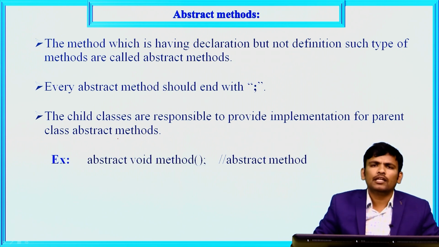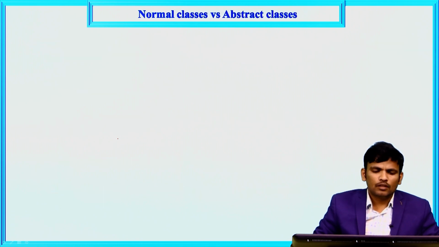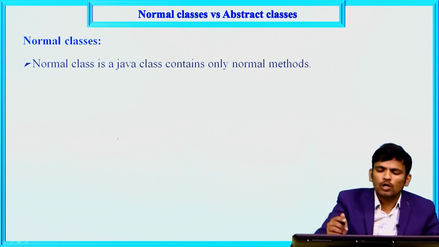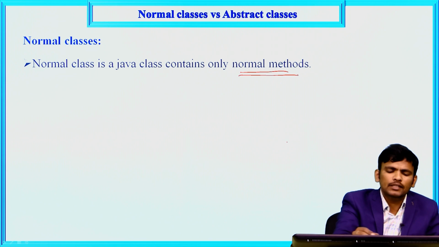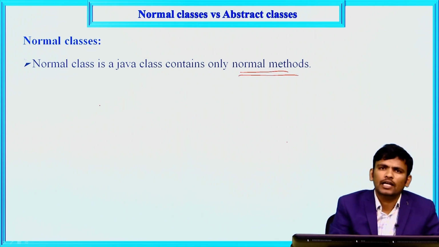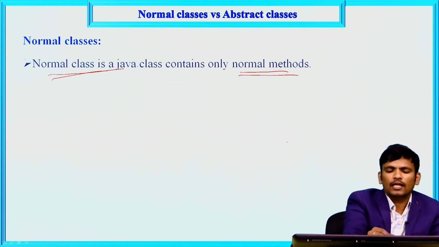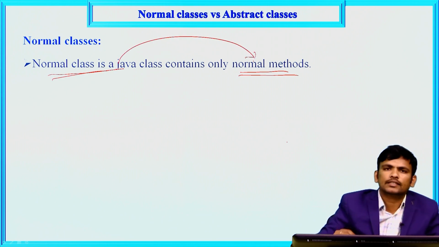Now we'll see what a normal class is, and then what an abstract class is. Coming to the normal class, the normal class contains only normal methods. As we know, a normal method is a method which has the declaration as well as the definition. So the normal class contains only the normal methods.